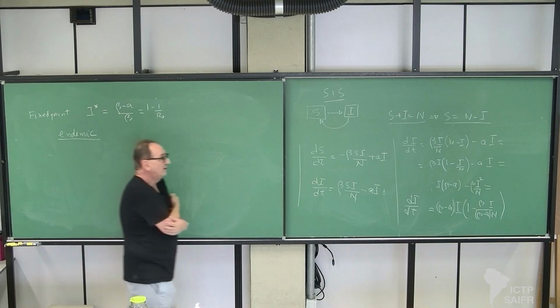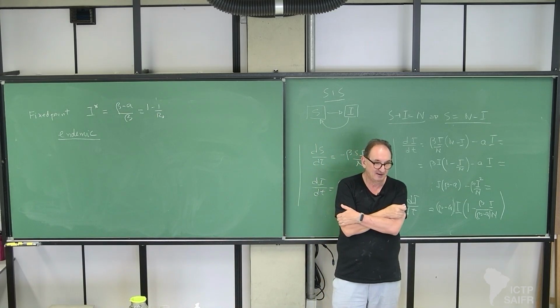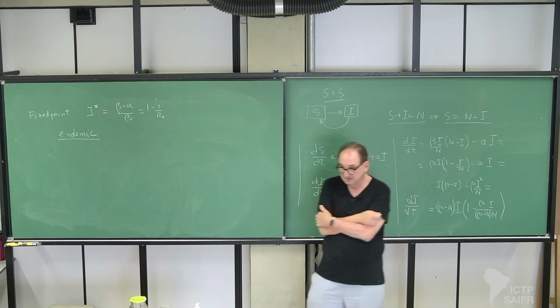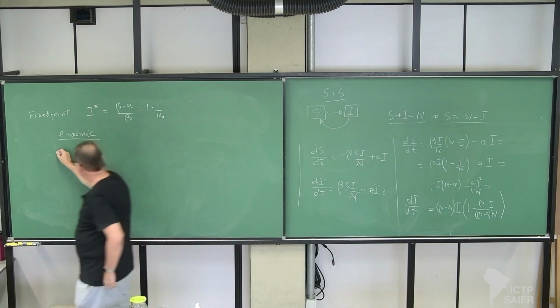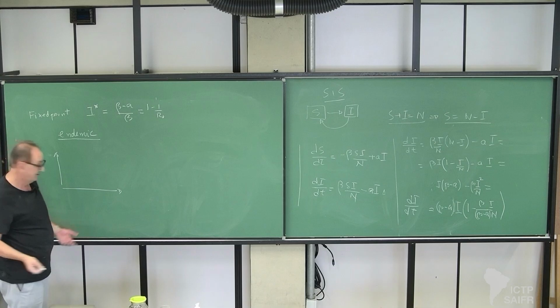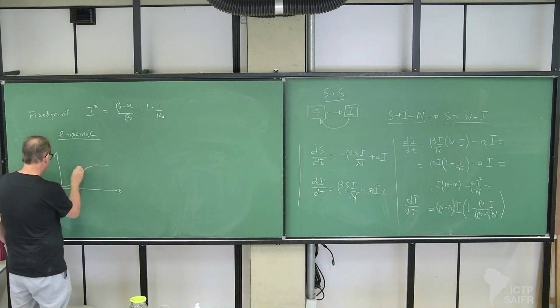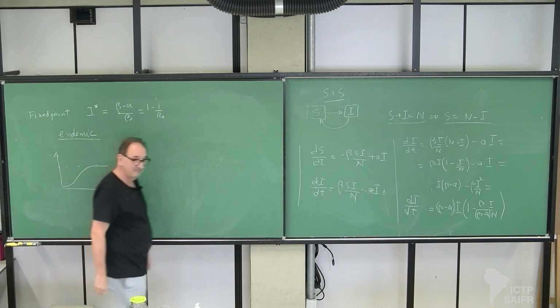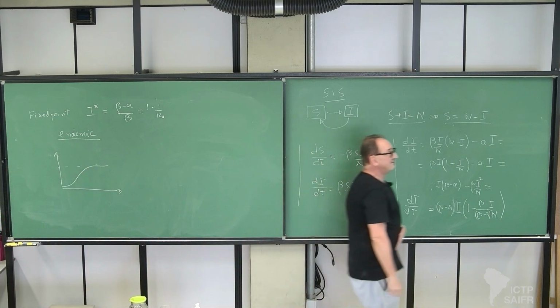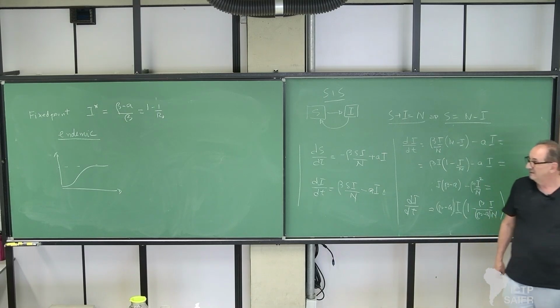There's no burnout of the epidemic. You have a solution, you have the dynamics, where the number of infected people follows a logistic. Isn't it? That's the dynamic, at the carrying capacity. Okay. So you never go to zero. Right?